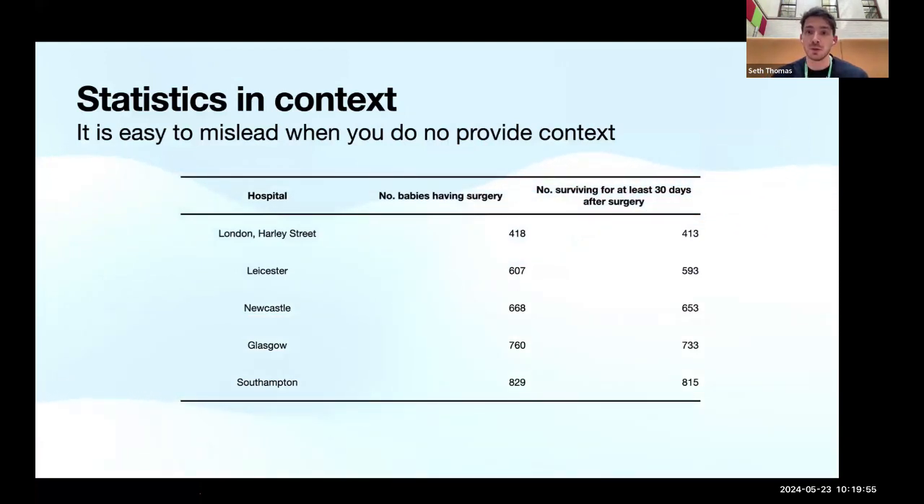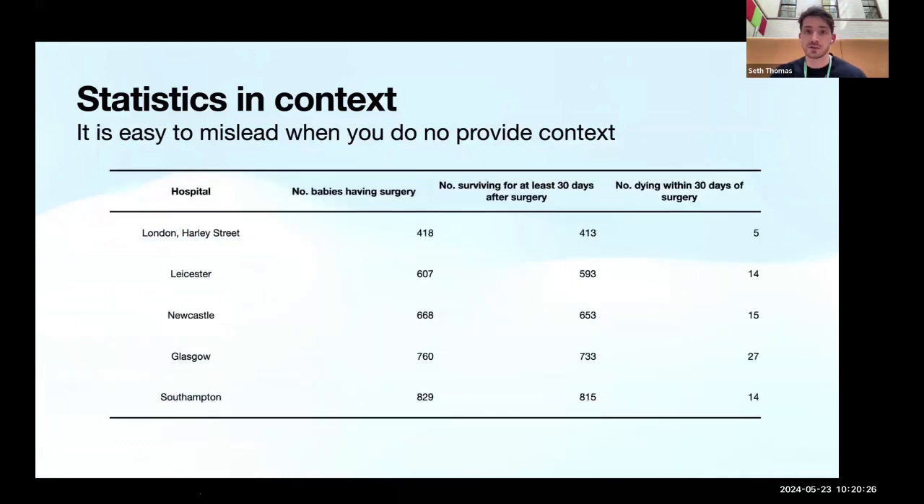And if I look at it at the moment, I can make certain deductions from that table. I can say that, okay, wow, there's a lot of babies having surgery in Southampton, and there's a lot of babies surviving in Southampton, and there's less babies having surgery in London, but the number of babies surviving, there's also a lot of those happening. But if I wanted to tell which hospital is having the best success rate in terms of these surgeries, I can't deduce that very well without providing some context.